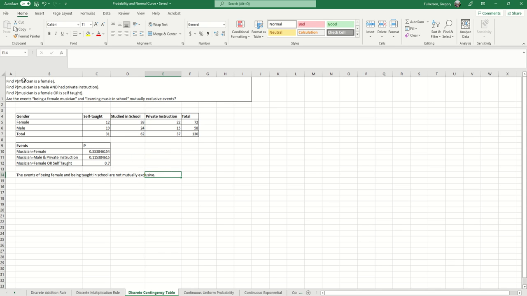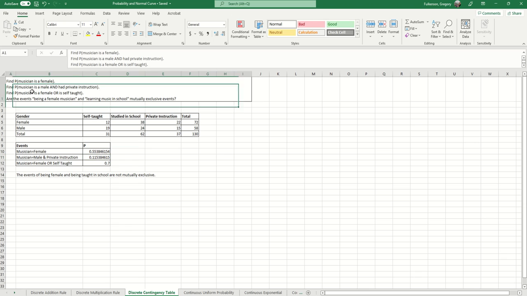So it's asking us, what is the probability of being a musician and a female? So that's just all females, right? So that's 72 out of all the musicians, 72 out of 130. So there's our formula for that, F5 out of F7. And that's about, it's 0.55 or 55%. So most musicians are female in this particular sample.